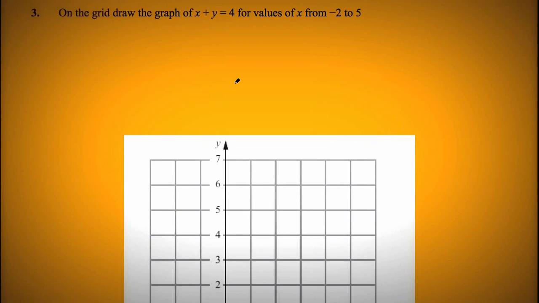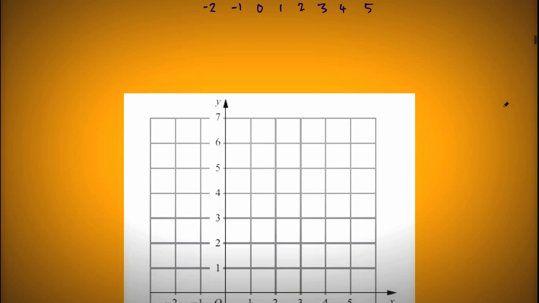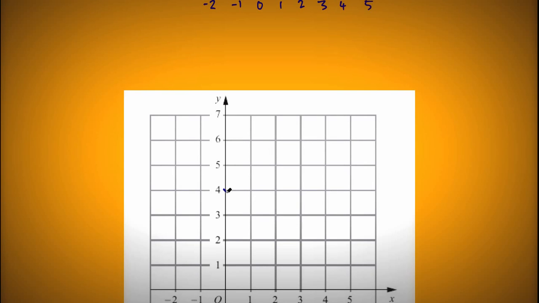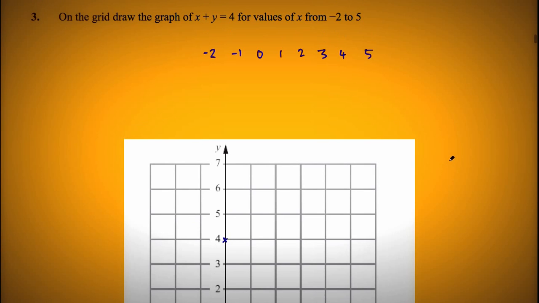Question 3. On the grid, draw the graph of x plus y equals 4 for values of x from -2 to 5. What I could do here is a table of values. I don't necessarily need to, because you might already know what the graph of x plus y equals 4 looks like. It's a graph that has a gradient of -1 and passes through these coordinates here and here. If you weren't sure of that though, if x is -2, then y must be 6 in order for them to add together to make 4.